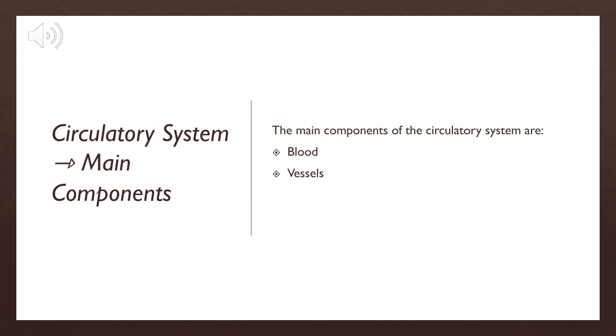Next, we've got vessels. So vessels are the passages which carry blood throughout the body. We've got three main types of vessels. First being arteries, vessels that carry blood away from the heart. We've got veins, vessels that carry blood back to the heart. And then we've got a third called capillaries, which are on the tissue cellular level, and that's where oxygen and carbon dioxide will be exchanged between tissues and the bloodstream.